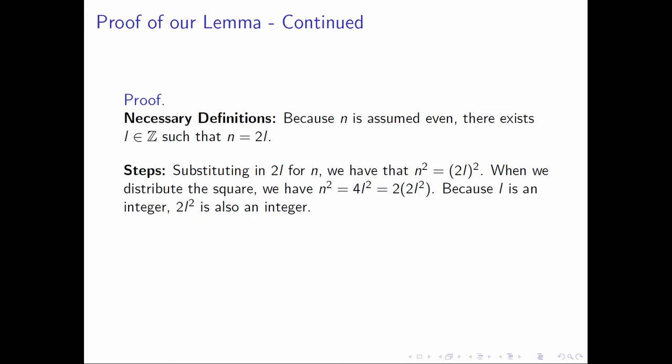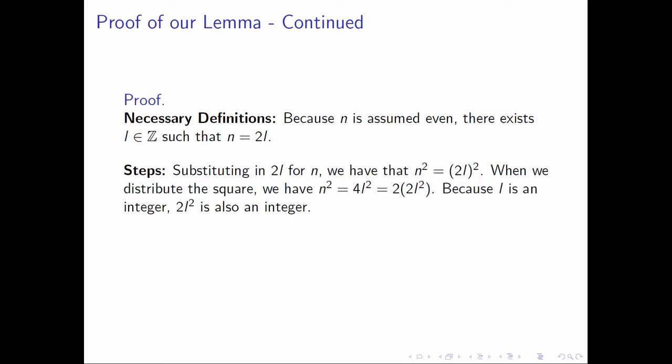Now we move on to our steps, and in this case things are actually a bit easier than they were with our standard direct proof. First, what we're going to do is substitute in 2l for n, so that when we square and consider n squared, we're really looking at (2l) squared. Here, we don't have to FOIL at all, we just have to distribute that square to each piece inside the parentheses, and we end up with n squared being 4 times l squared, which we'll rewrite as 2 times the quantity 2l squared.